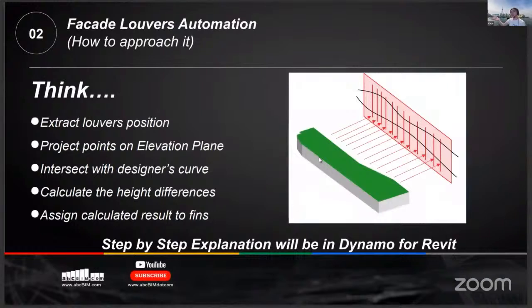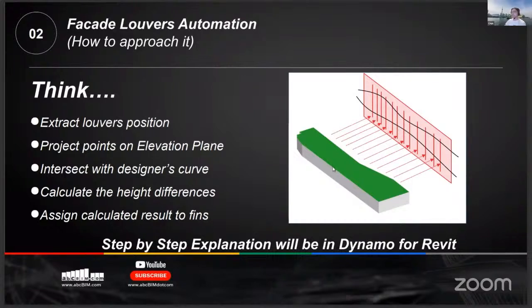What do I need to do? How should I approach these automations? The first step is to extract the louvers' position. Let's say I take this direction as an example: the positions of the facade louvers are here, and I need to project all those points on the elevation plane. I'm going to explain, because this is an elevation view, and I visualize it as a plane.